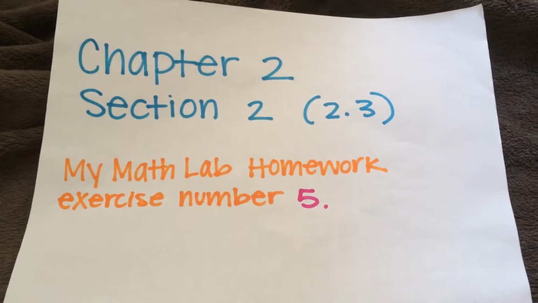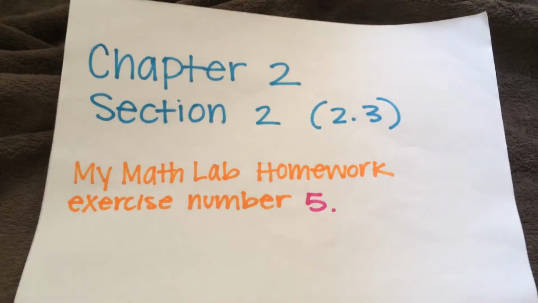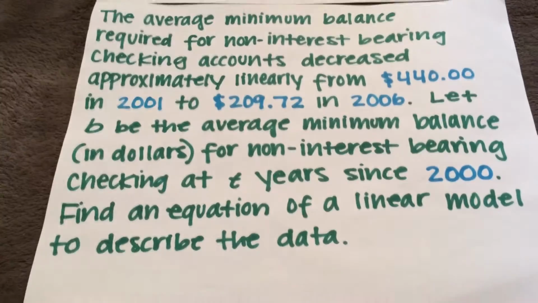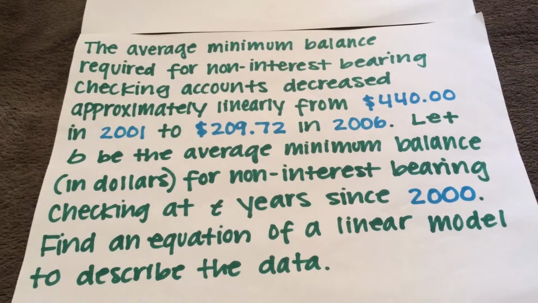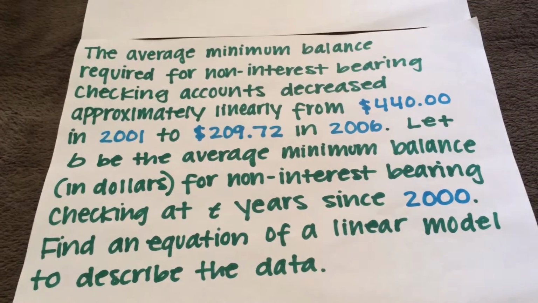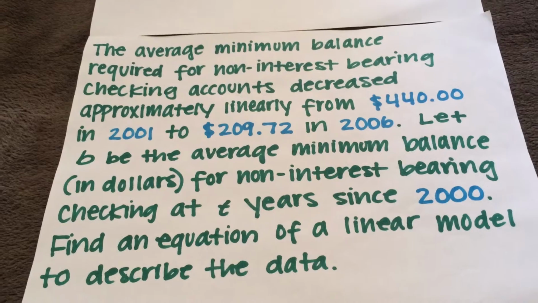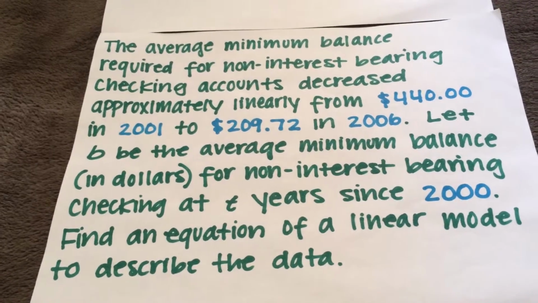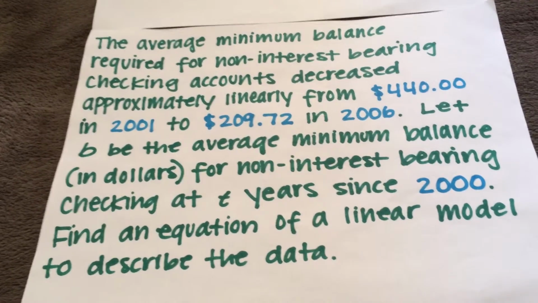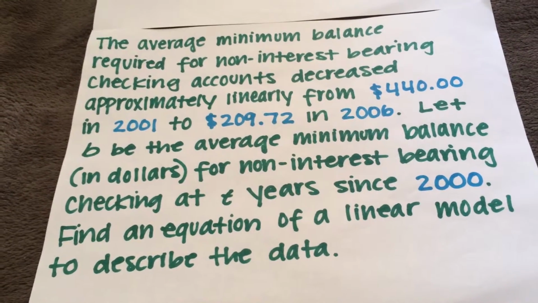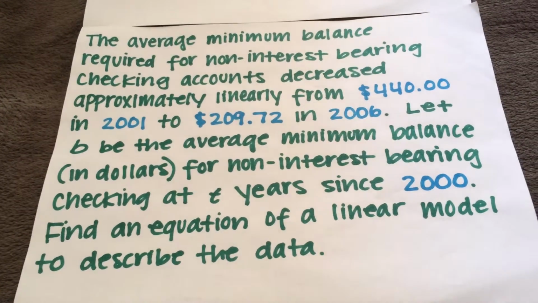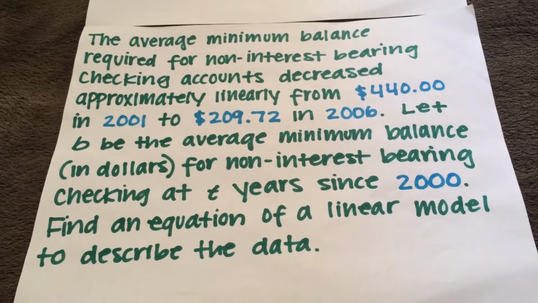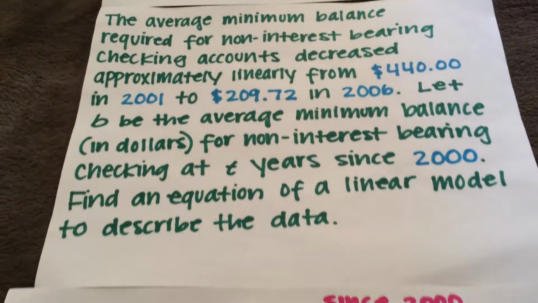My problem is in Chapter 2, Section 2.3, my MyMathLab homework exercise number 5. The problem is: the average minimum balance required for non-interest-bearing checking accounts decreased approximately linearly from $440 in 2001 to $209.72 in 2006. Let B be the average minimum balance in dollars for non-interest-bearing checking at T years since 2000. Find an equation of a linear model to describe the data.